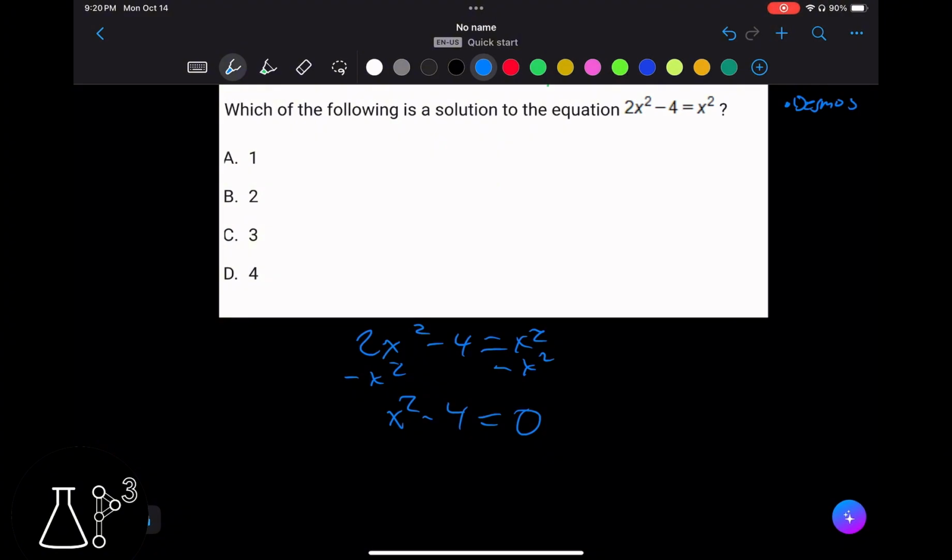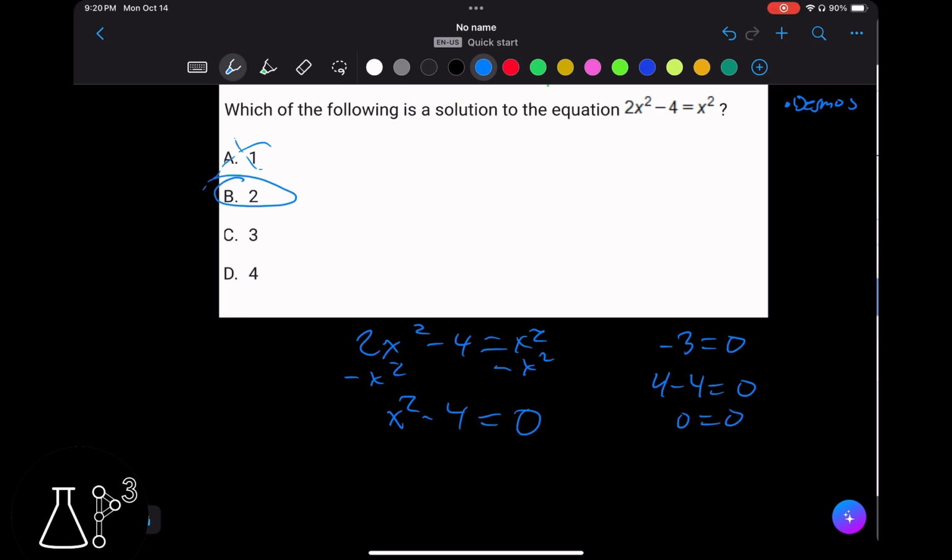If I plug in 1 squared minus 4, that gives you negative 3. Negative 3 equals 0? Obviously, they don't equal, so A is incorrect. But if I do 2 squared equals 4, 4 minus 4 equals 0, so 0 equals 0. Therefore, my answer is B.